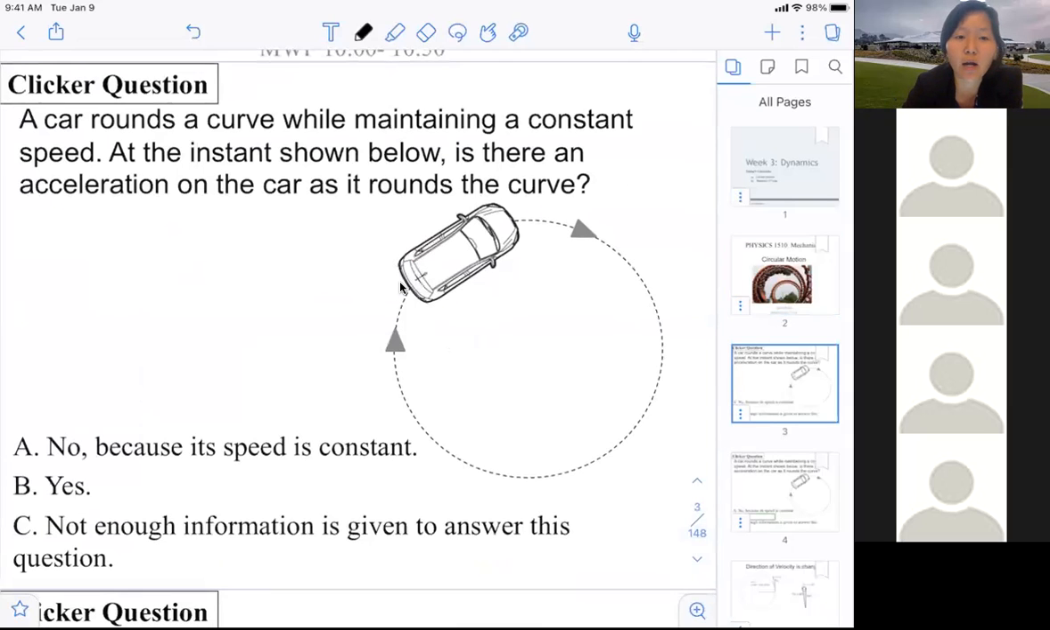Let's say you have a car going around in a circle. While going around, the speed is constant, let's say 20 miles per hour. At this particular instant, do you think there is any acceleration on the car as it goes around the circle? Here is just a quick vote on this question.